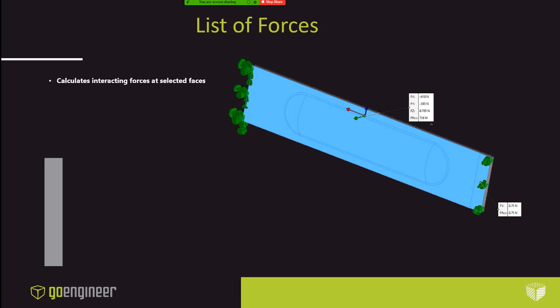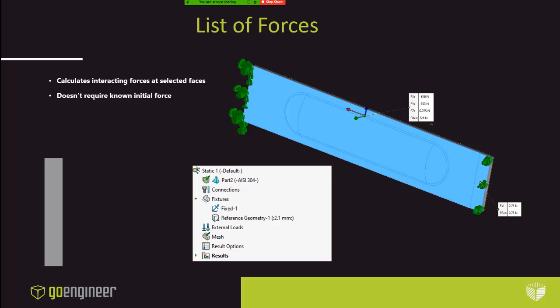Basically, we're going to be able to calculate forces on selected faces after we've run a study. And of course, our study depends, with our force equations, on how well we place our fixtures, which I will cover briefly. And like I said earlier, it doesn't require an initial force. So in our fixtures, for example, we can have a reference geometry move something a certain distance, or we can have a displacement, right?